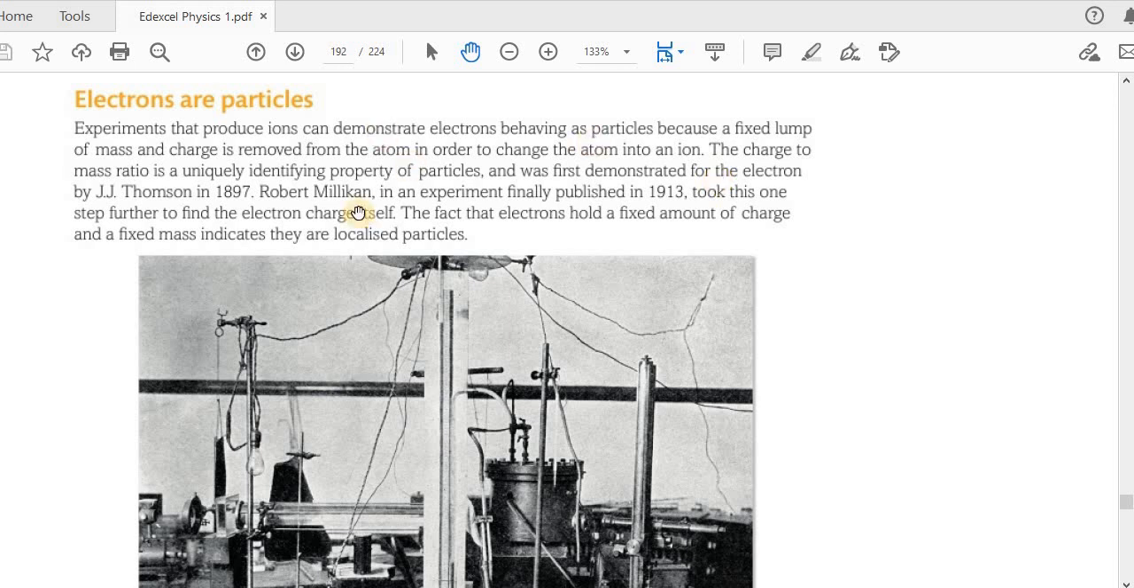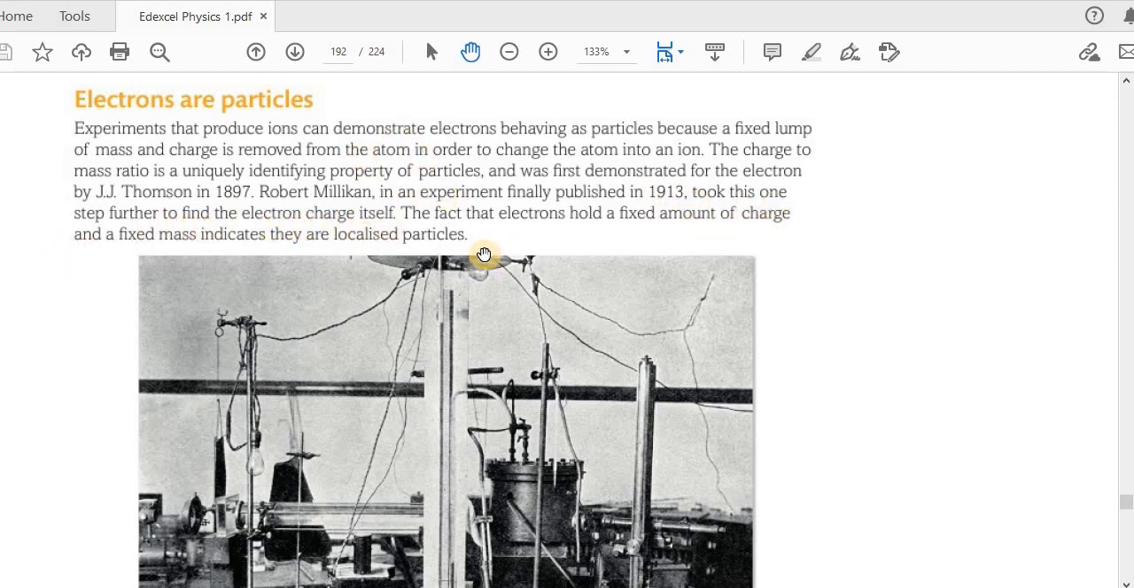The charge to mass ratio is a uniquely identified property of particles and was first demonstrated for the electron by J.J. Thomson in 1897. In O-level class you would have learned about the discovery of the electron and J.J. Thomson's plum pudding model and all that. He discovered the electron. Robert Millikan, in an experiment finally published in 1913, took this one step further to find the electron charge itself.